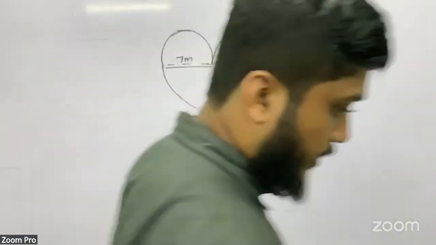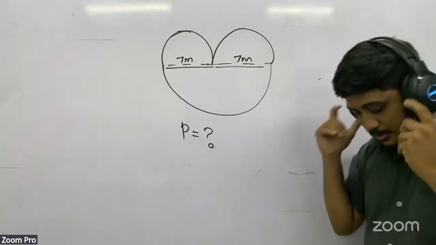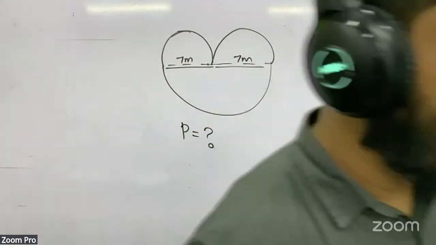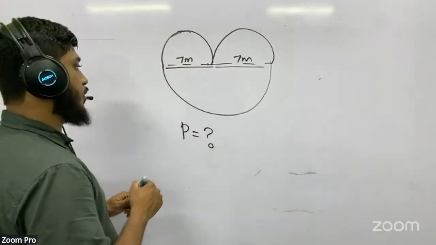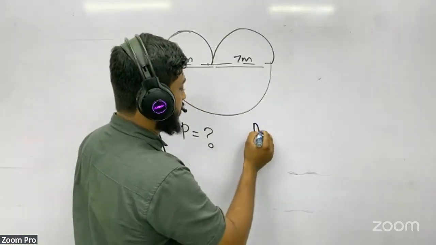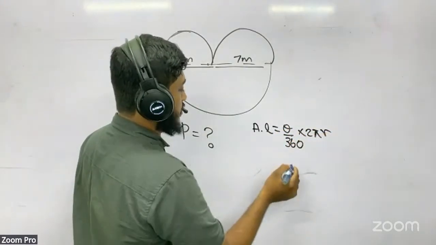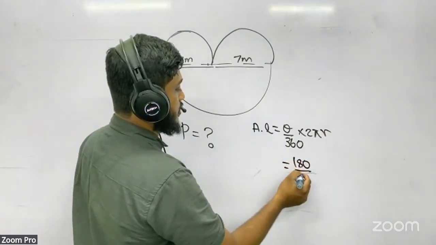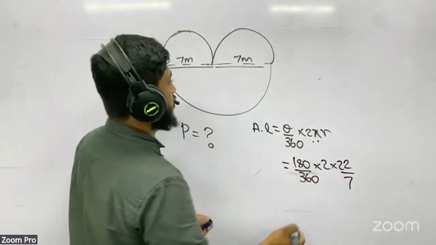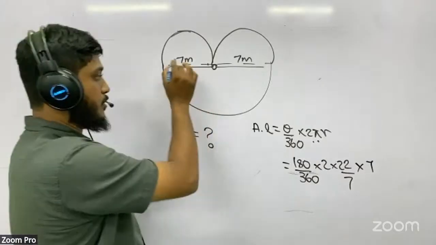Now let's discuss this question. In this question, they have asked the perimeter. You can find the big one's arc length. Arc length is equal to theta over 360 into 2 pi r. Theta I can write 180 over 360. For this 2 I can write 2. For pi I can write 22 over 7. And for the radius, from here to here, that is 7.